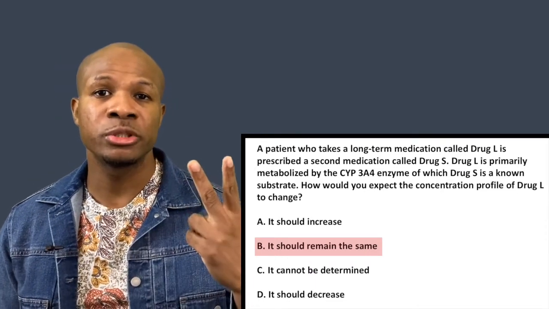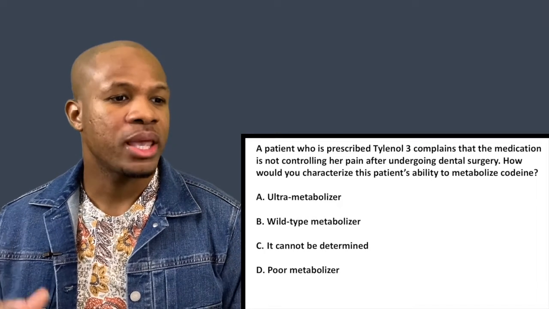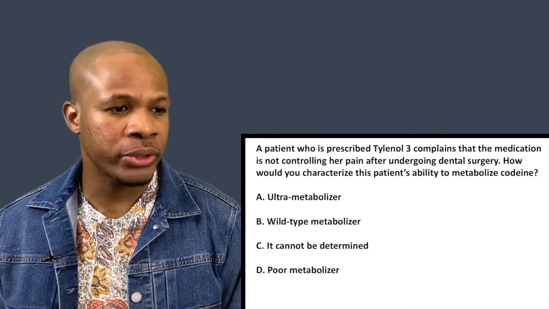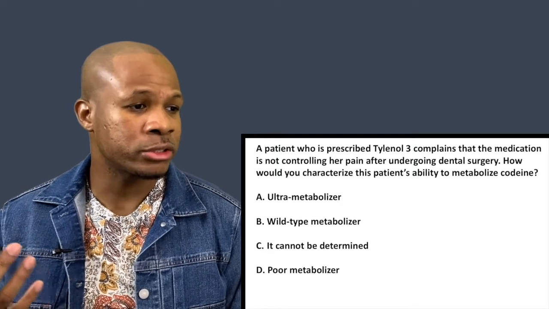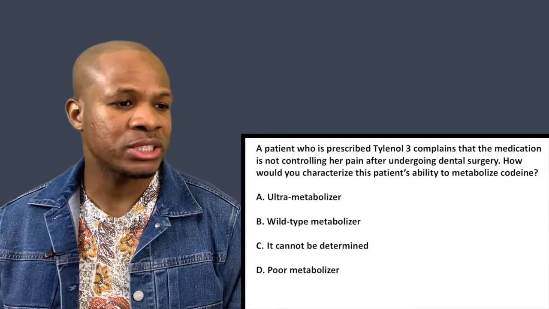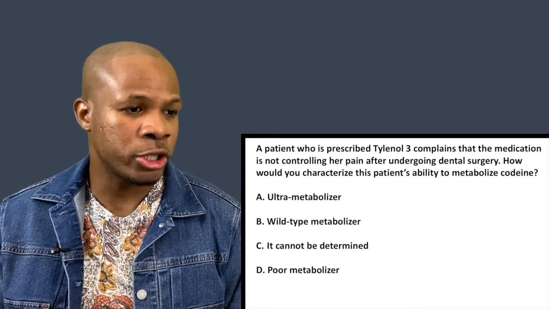Okay, let's go on to question number two. Question number two says, a patient who is prescribed Tylenol 3 complains that the medication is not controlling her pain after undergoing dental surgery. How would you characterize this patient's ability to metabolize the drug codeine?